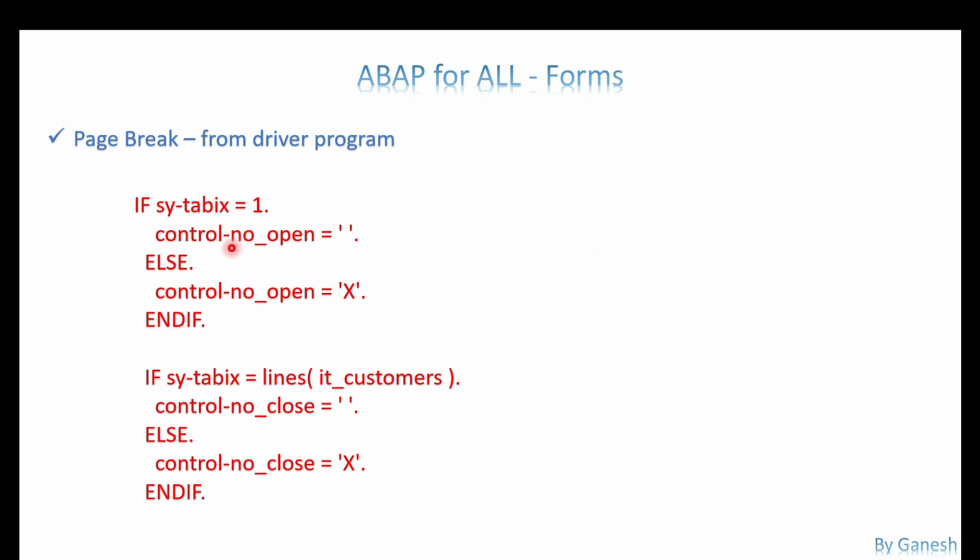So we have a control parameter. One of the fields in the control parameter is no open. So what I'm saying is, if it is the first record, then just set no open. If it is the first record, its type is 1, then leave it. Just open from the second record onwards and close it at the end. Once it reaches the last record, just close it.